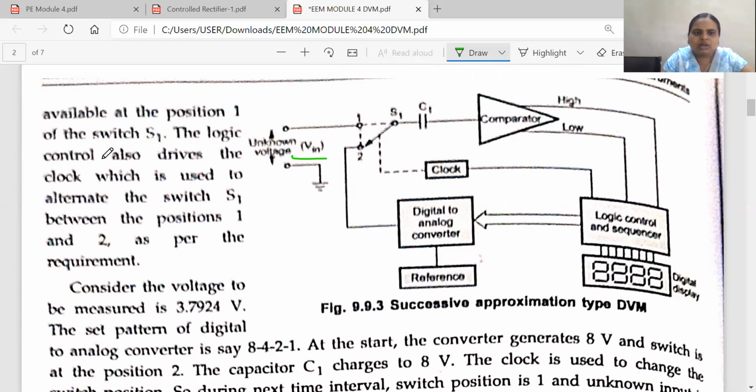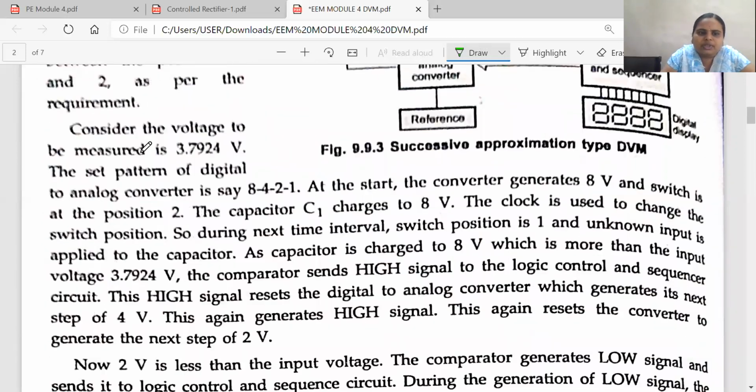The logic control also drives the clock, which is used to alternate the switch S1. The changing of the switch is done using the clock, alternating S1 between position 1 and 2 as per the requirement. Then one example is going to be taken here.